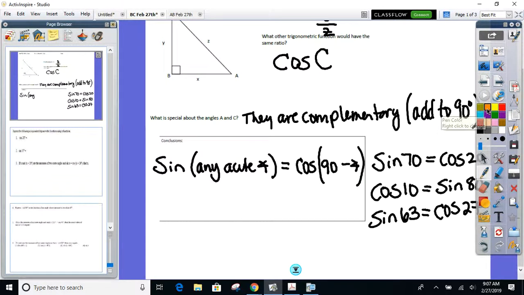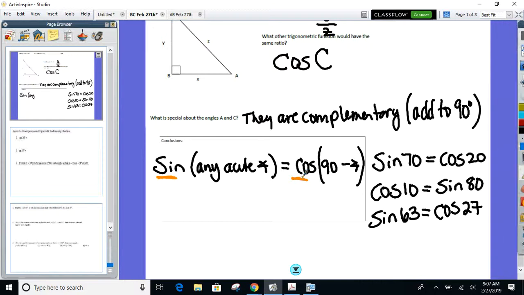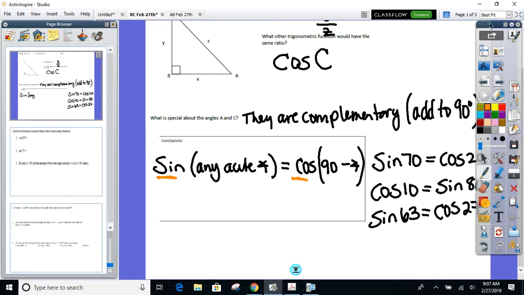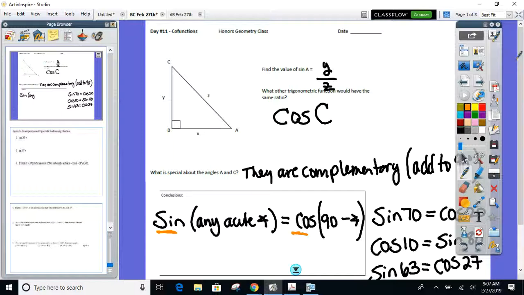And I'm going to make this even more, I don't know, maybe this is just me. Sine and cosine are what we refer to, as you see at the top of your page, today's topic, cofunctions. Cofunctions. Watch, ready? Sine, what's this called? Cosine. Sine, cosine. They're cofunctions. They are equal. Stop. They are equal when what do we know about their angles? Complementary.